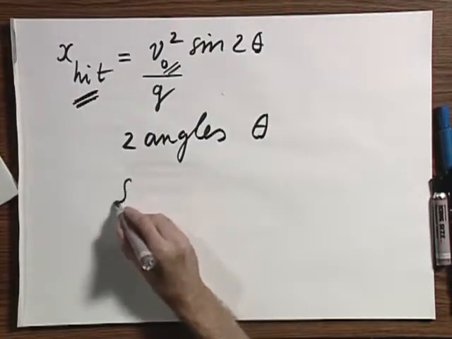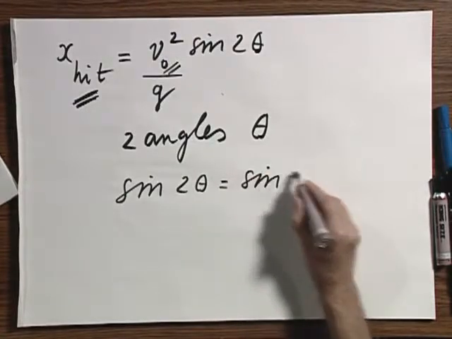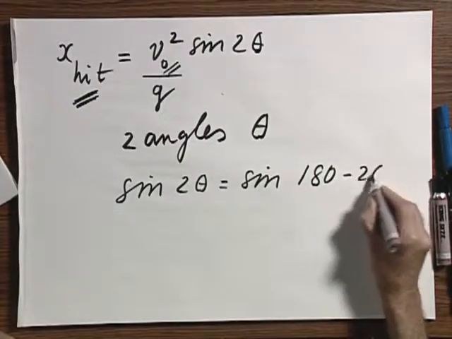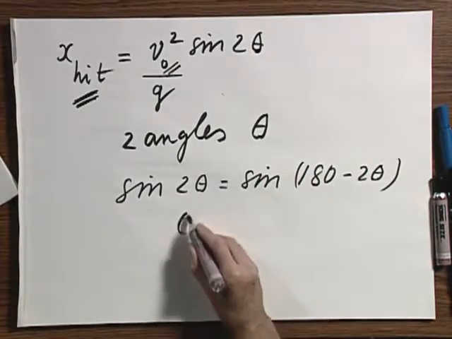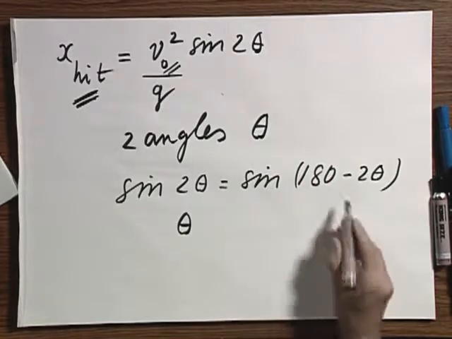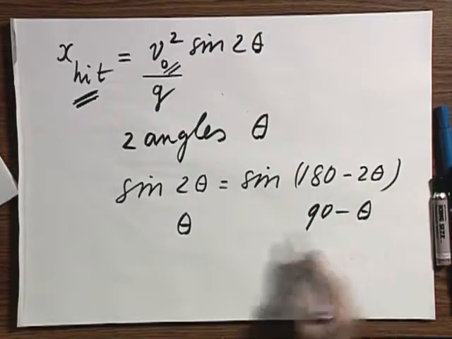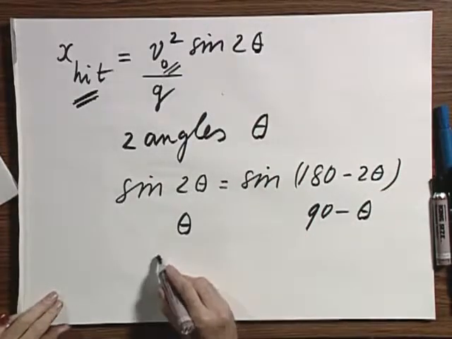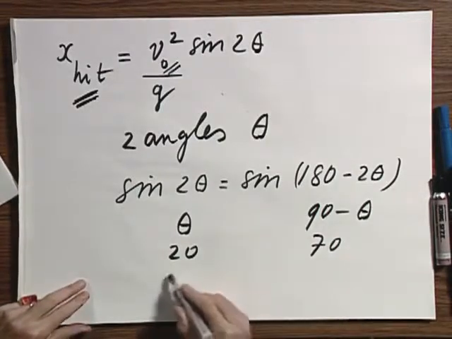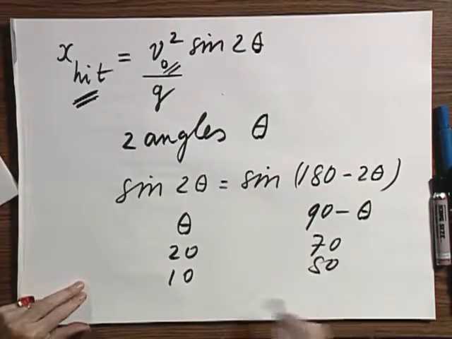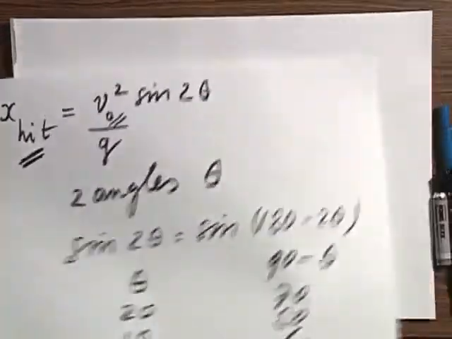The reason is that the sine of 2 theta is the same as the sine of 180 degrees minus 2 theta. That's simply trigonometry. And therefore, if you throw the soccer ball up at angle theta, or if you throw the ball up at an angle 90 degrees minus theta, you get exactly the same answer for this equation. So 20 degrees and 70 degrees should give you exactly the same distance. 10 degrees and 80 degrees should give you the same distance. 30 degrees and 60 degrees would give you the same distance.